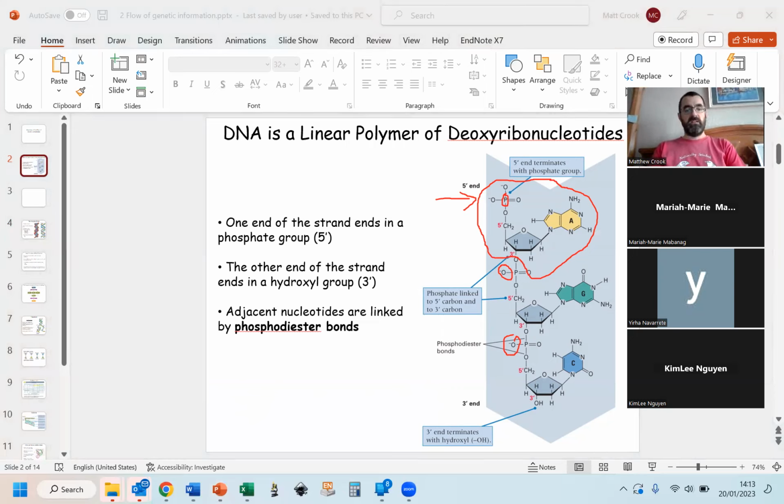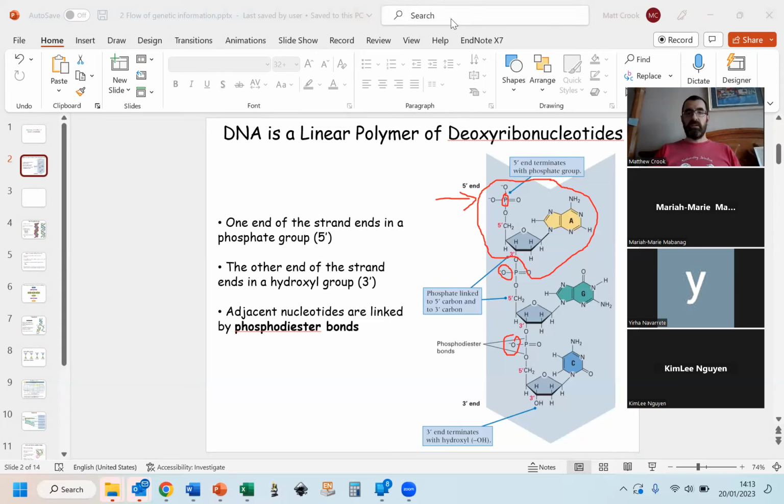There's also a 5-carbon sugar, ribose. That's this bit here, right? Looks like a cupcake with a cherry on top. And a nitrogenous base, which is this part here. Those are the adenines, guanines, cytosines, and thymines, right?